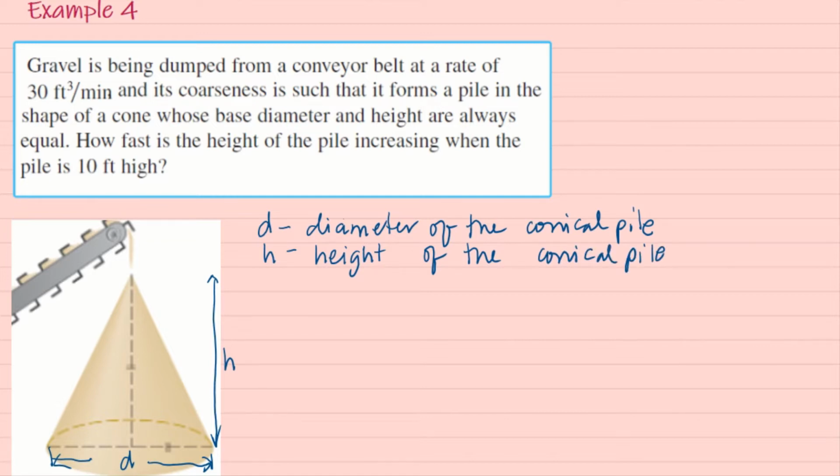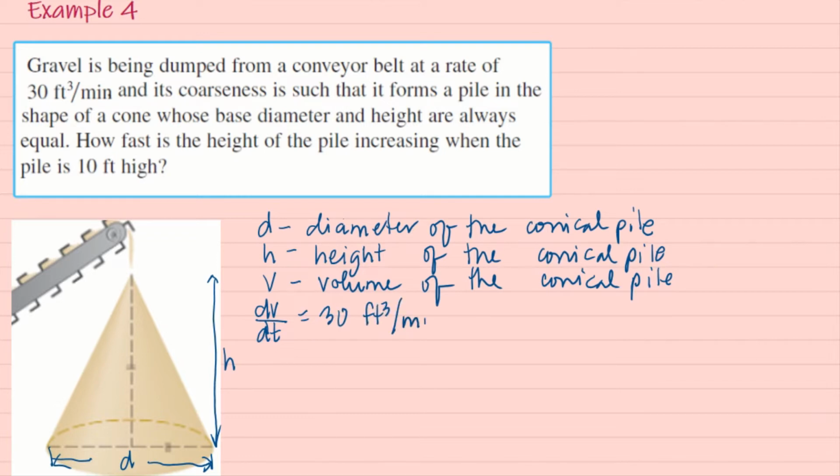Now we are given the rate of 30 cubic feet per minute, which indicates that this is a change in volume with respect to time. So let us use V for the volume of the conical pile and represent by dV over dt the given rate, and that is 30 cubic feet per minute. Now, this rate is going to be positive because gravel is being dumped from the conveyor belt, which means the amount of gravel increases with time. So dV over dt is positive.